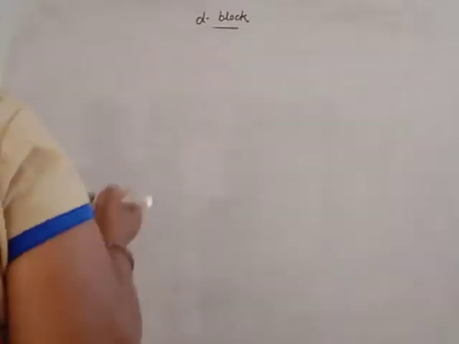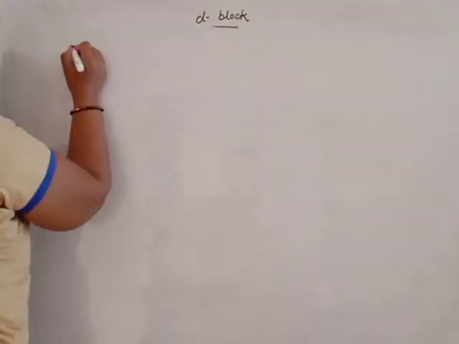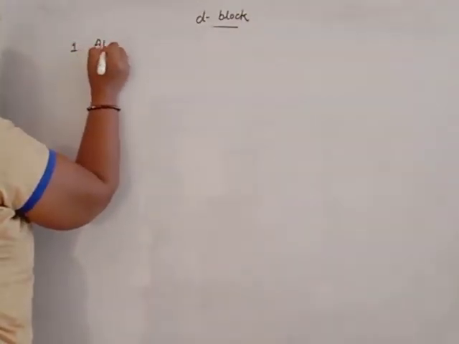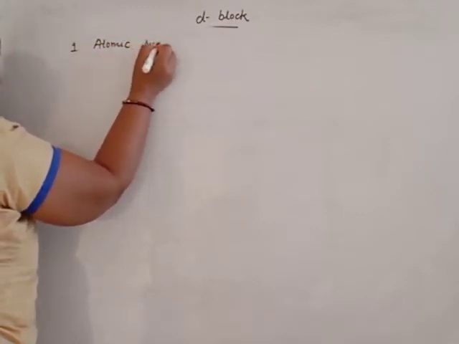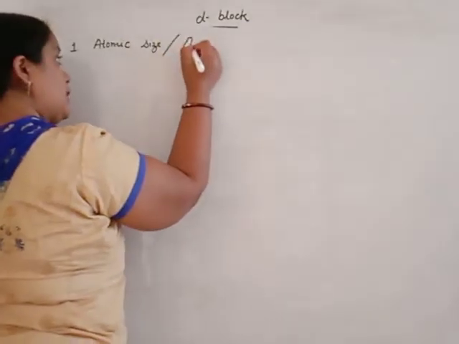Good morning, students. Today we will discuss the properties of d block elements. First one is the atomic size. Atomic size, or it is also known as atomic radii.